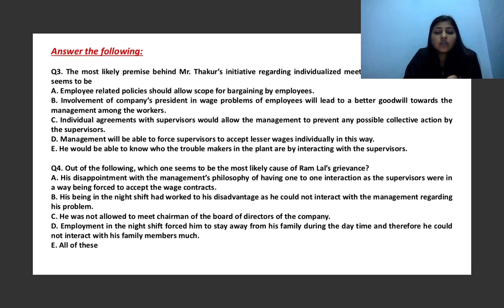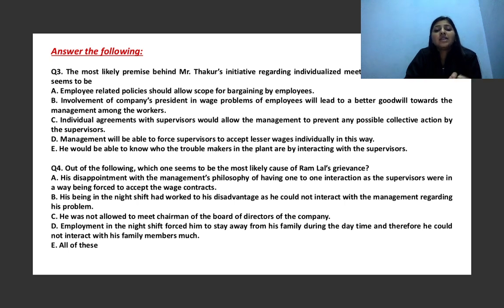Okay, out of the following, which one seems to be the most likely cause of Ramlal's grievance? A. His disappointment with the management's philosophy of having one to one interaction, as the supervisors were, in a way, forced to accept the wage contract. Nothing like that has been mentioned. So A is not the answer.